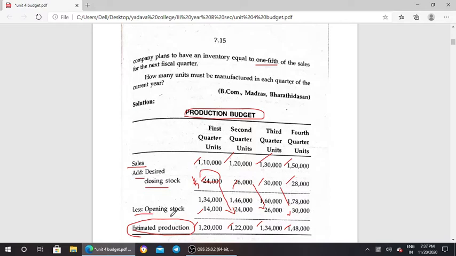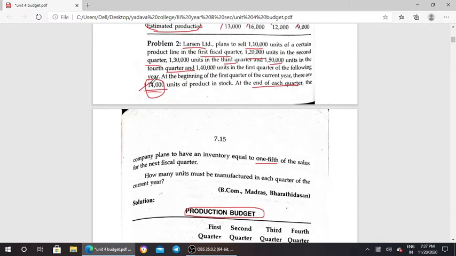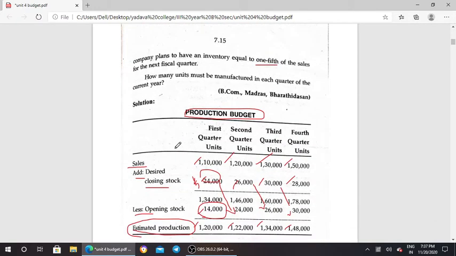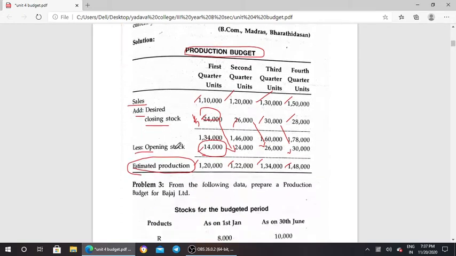Likewise, for opening stock, last year's closing stock will be the next year's opening stock. That is, the first quarter's closing stock will be the next quarter's opening stock. But the beginning opening stock has already been given as 14,000. So likewise we have to prepare this production budget.